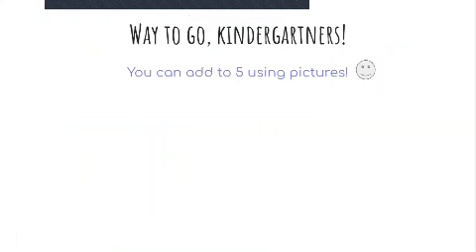All right, nice job, kindergartners. You were adding to 5 using pictures. So that's one strategy you can use when solving addition sentences. Way to go, nice job.